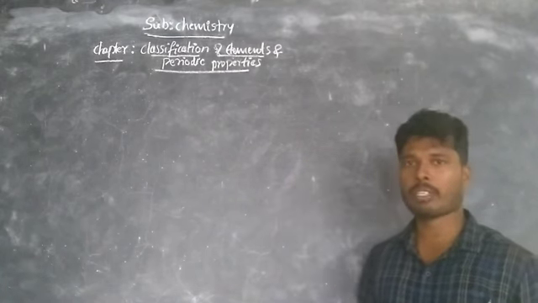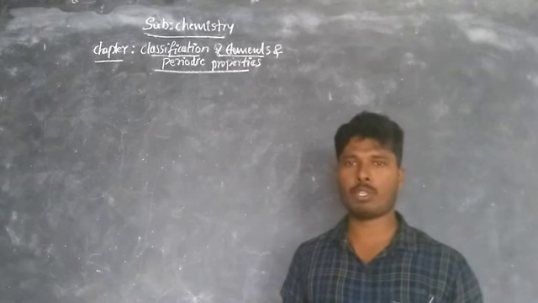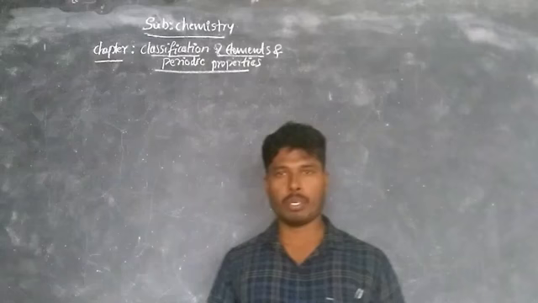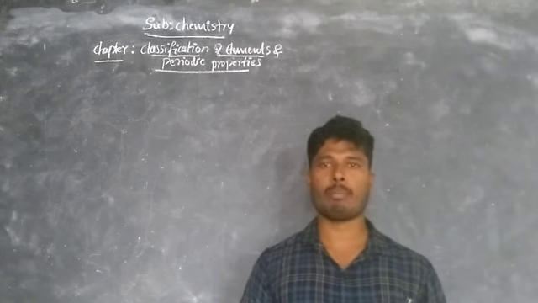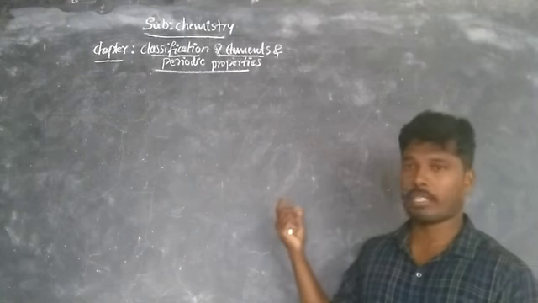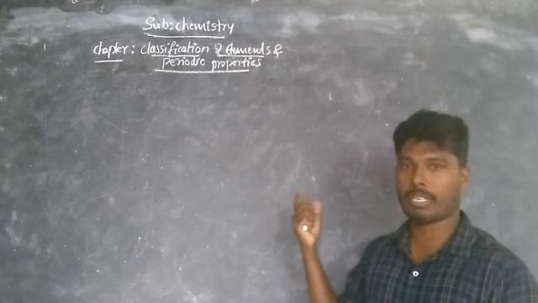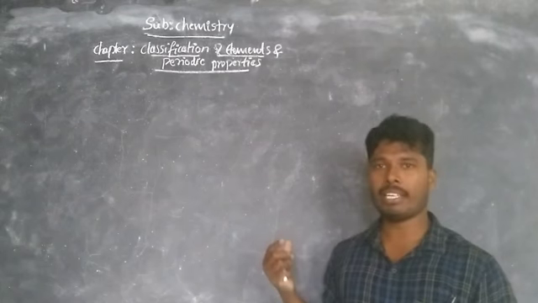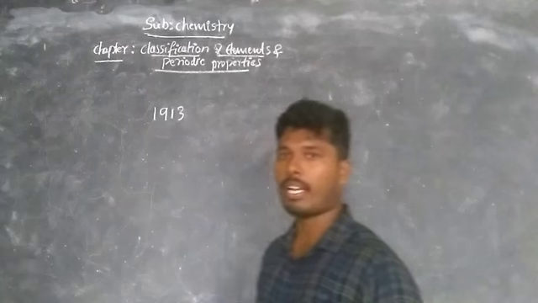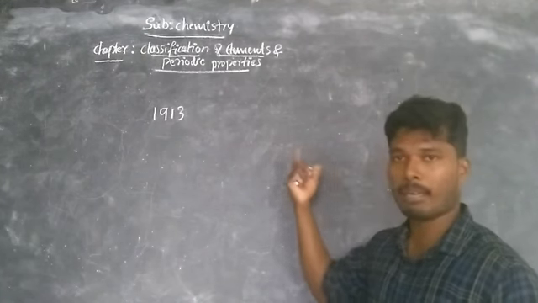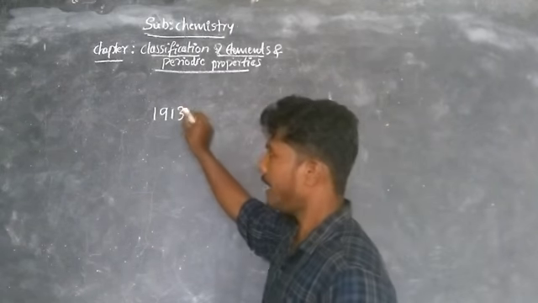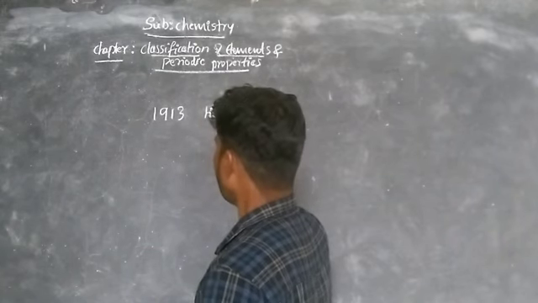Okay, to give a clear picture of the modern periodic table: before that, many people made attempts to give a clear picture of a periodic table, but they failed due to some disadvantages. Finally, in 1913, Henry Moseley gave the modern periodic table.